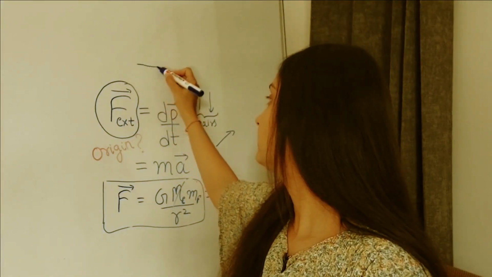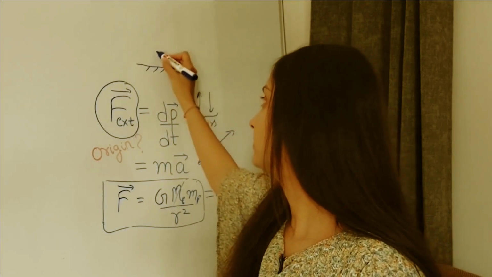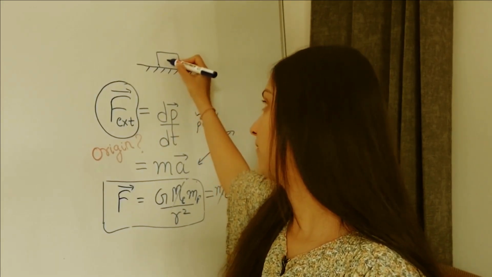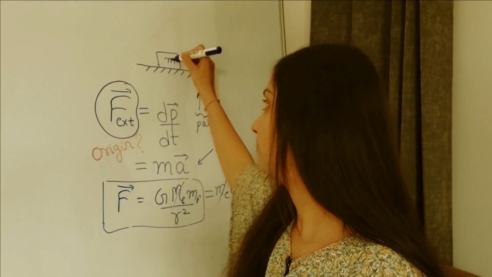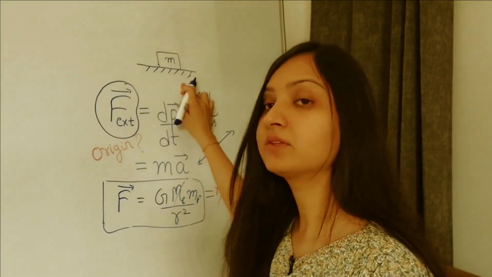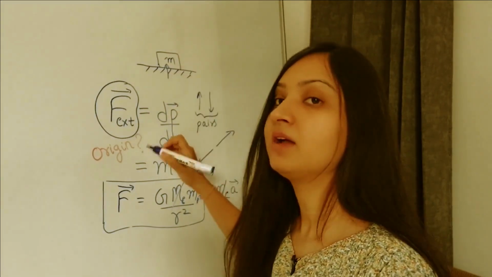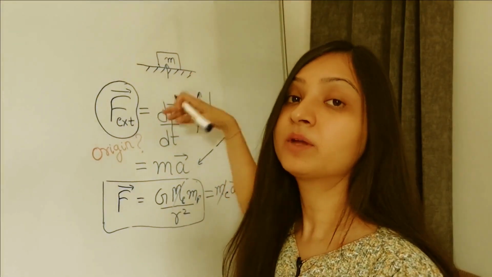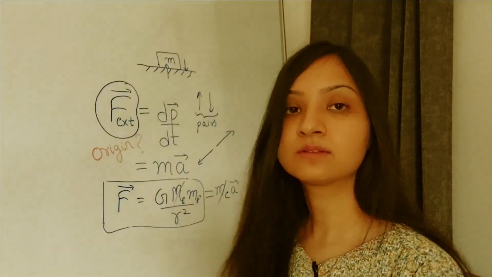So, if this is a rigid surface and I have kept some body over here which is having, say, mass m, the force acting on this body m, because of this rigid surface, is in this direction, and the force acting on this rigid surface because of this mass m is in this direction.